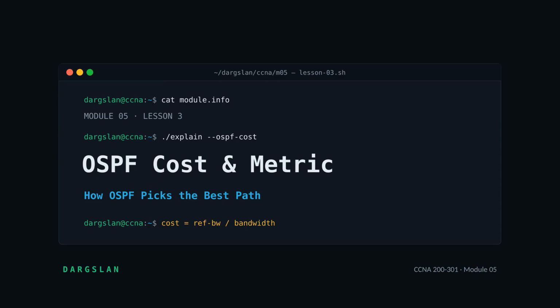All right, let's open up Lesson 3 of Module 5 and talk about how OSPF actually decides which path is best. The answer comes down to one simple formula. Cost equals reference bandwidth divided by interface bandwidth. Over the next few minutes, we'll unpack what that means, why the default reference value can cause problems on modern networks, and how to tune it so OSPF makes the right choice.